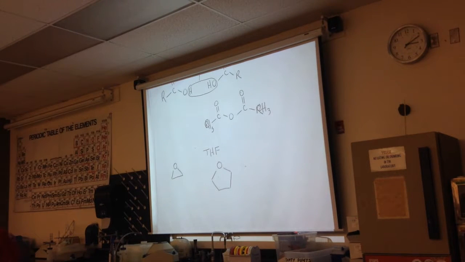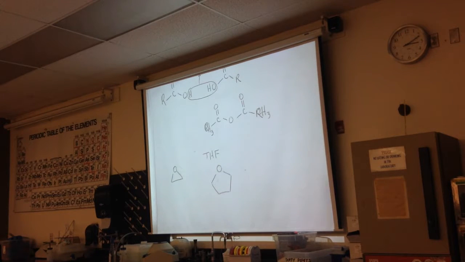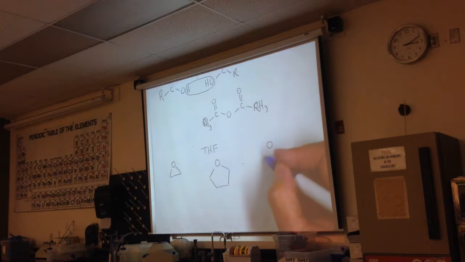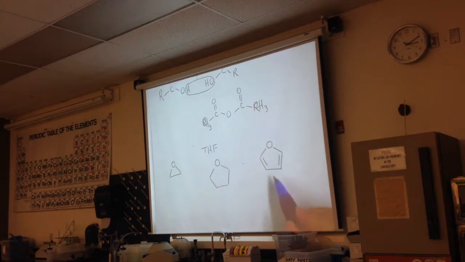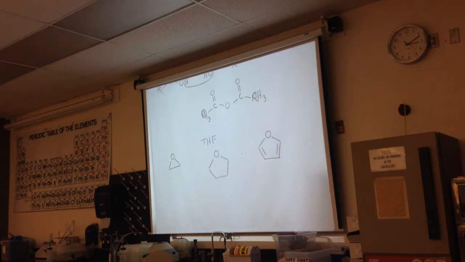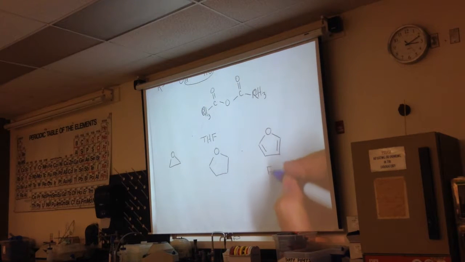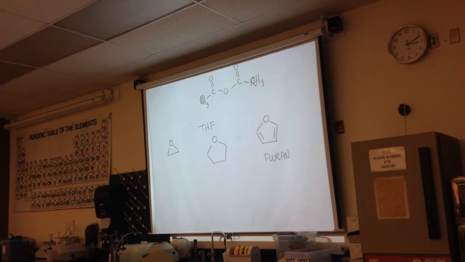This is tetrahydrofuran, yes. Furan is with a double bond. So furan will be this guy, but you have double bonds on both ends. We're going to see him a lot in chapter 16. So chapter 16 will bring furan here.